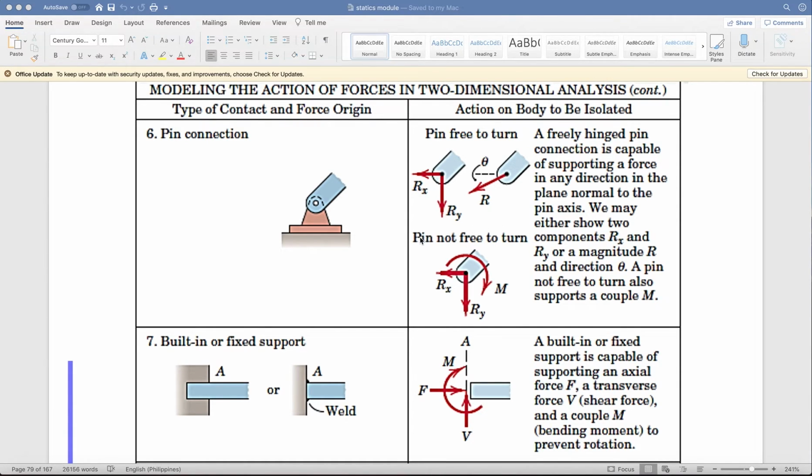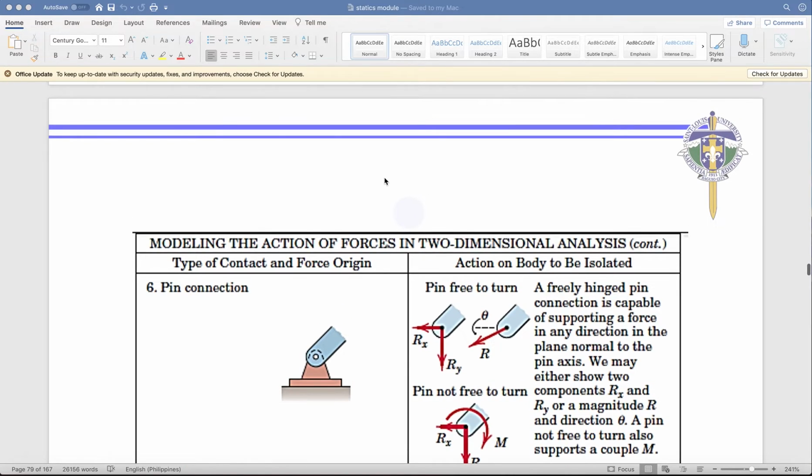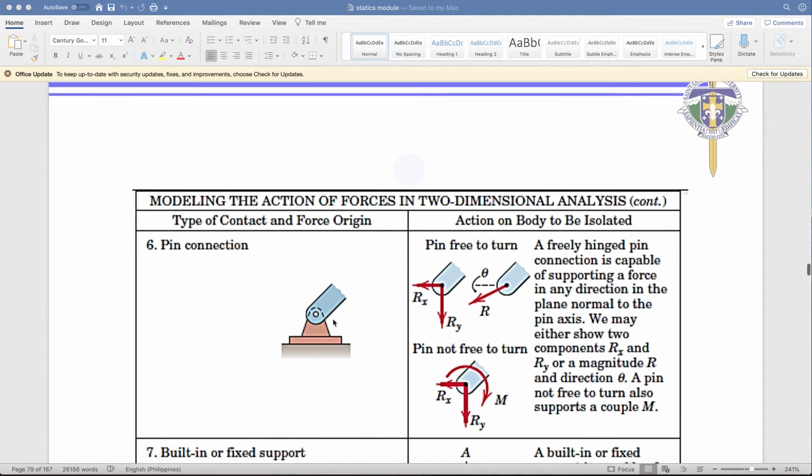If it is a pin not free to turn, then we can now have a moment. It is now capable of resisting moment. Therefore, we're going to have a support for moment. But normally, when we use a pin, it is a pin free to turn, so we only have two reactions.